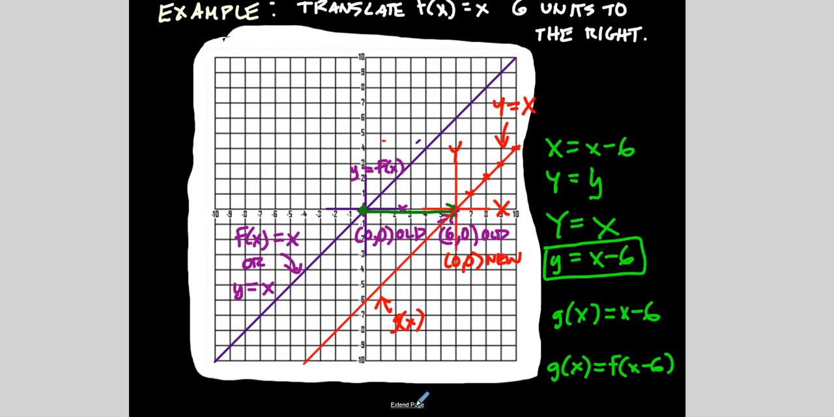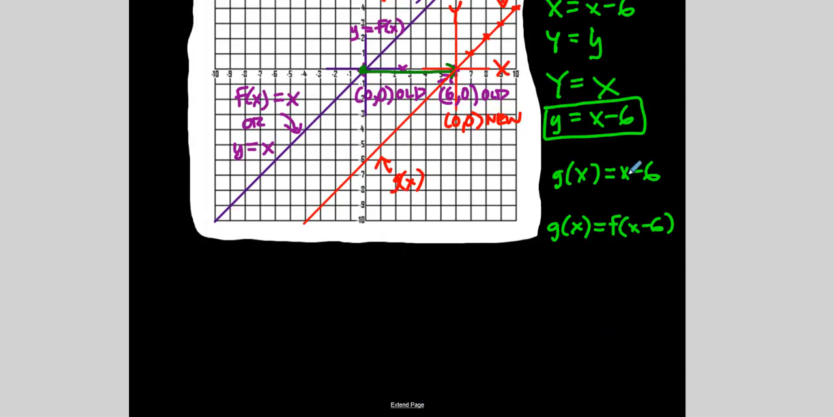And what does that mean? Well, that means everywhere in the original function f of x equals x, I'm going to replace x with x minus 6. So g of x ends up with what I had before, because if I replace x in the original function with x minus 6, I get this.